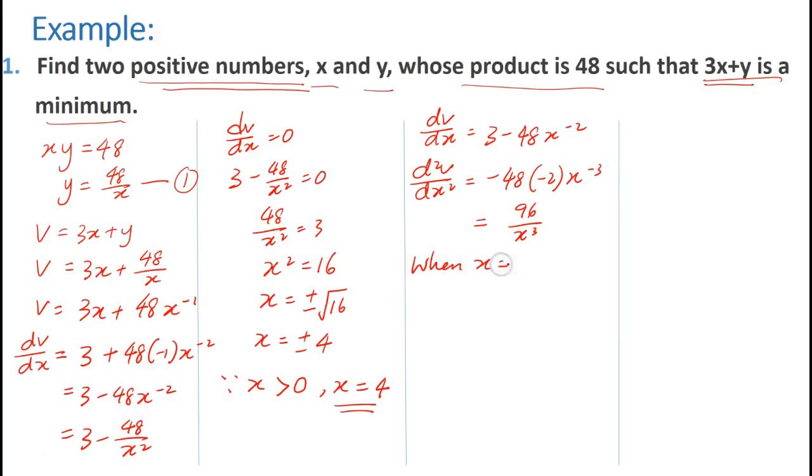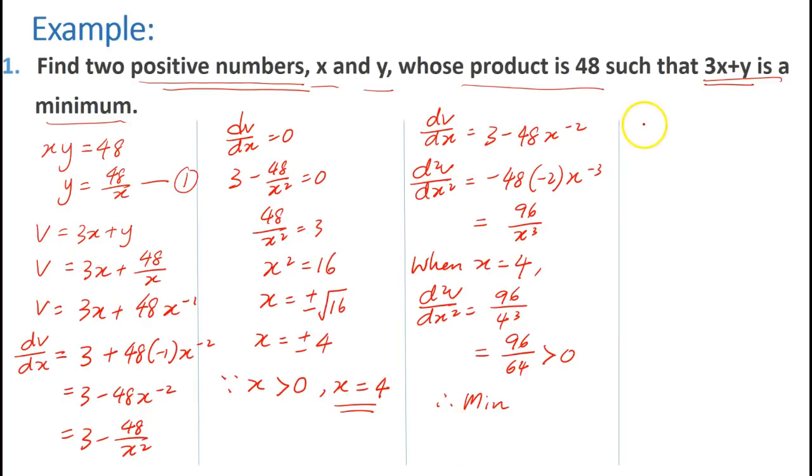Okay, so when x is 4, the second derivative equals 96 divided by 4 cubed. And this value is actually more than 0. Okay, when the second derivative is more than 0, it means we have a minimum value. So we know that 3x plus y is minimum when x is 4.